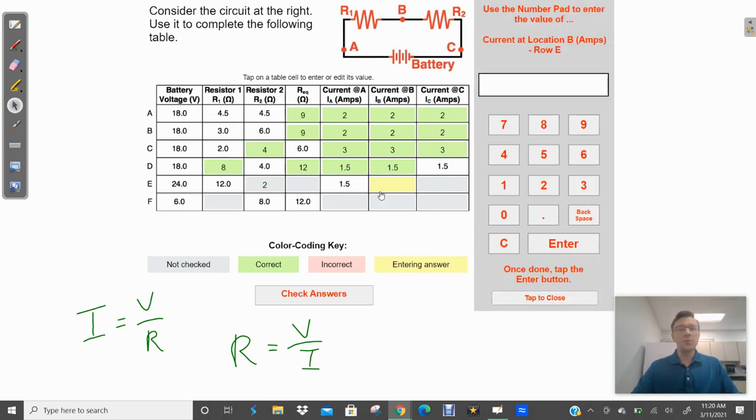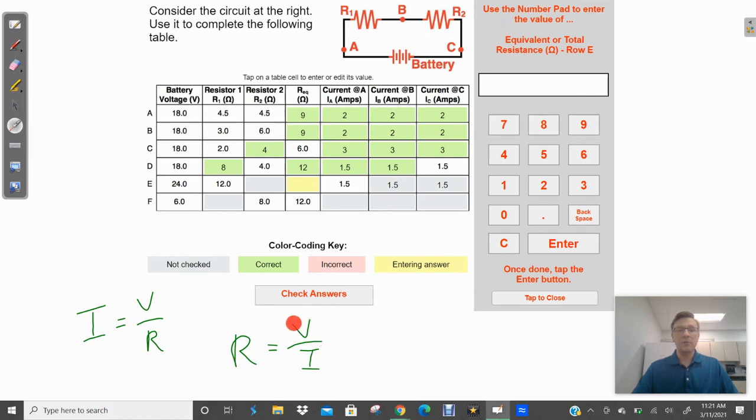Okay, now on this one here, I'm going to go ahead and get rid of this since we know that's wrong. Since it's given us the current at point A, we know that the current at point B and C will be identical, so we can go ahead and plug in 1.5 here. Okay, and then we're going to solve for the total resistance the same way using this equation down here.